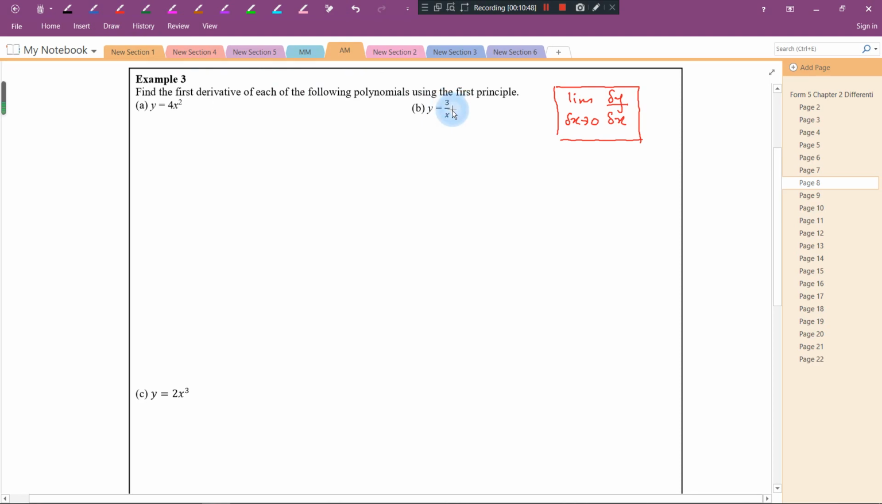Okay, now let's try the second one. Same thing, we are looking for this. I just let this one be the first equation. Then the second equation, y plus delta y is equal to 3 over x plus delta x. This is the second equation. I take the second equation minus the first equation. Y and y will cancel out. Eventually, we only have delta y left.